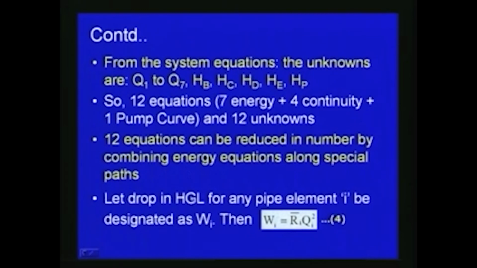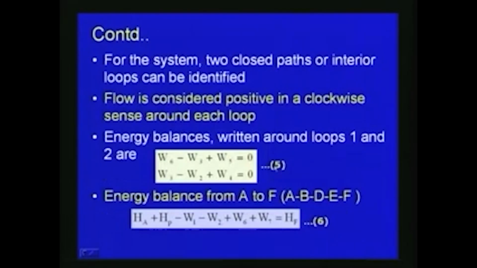So, we will let the drop in hydraulic gradient line for any pipeline I be designated as Wi. As we have seen, this drop in hydraulic gradient line is Wi equal to Ri bar Qi square. This is a relationship we have seen earlier. So, this is the drop in HGL for any pipe element I, Wi equal to Ri bar Qi square, as in equation number 4.